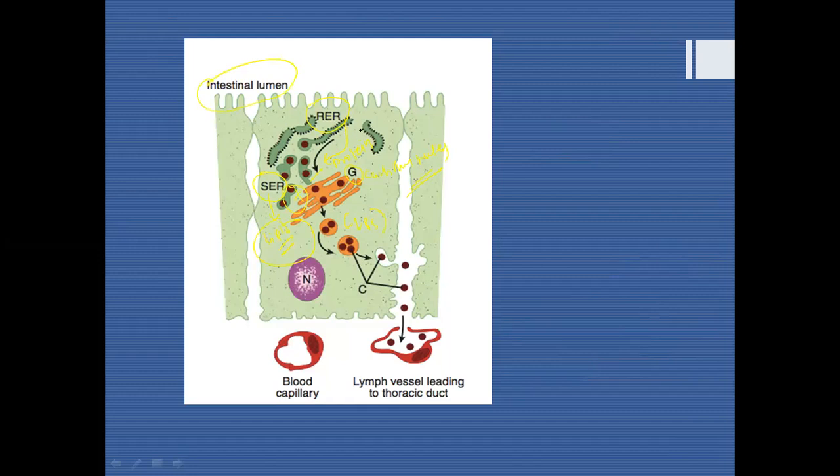The site will be the intestinal lumen cells. After that, these lipoproteins will be accumulated into the lymphatic vessel. Ultimately, they will be drained into the thoracic duct, and from thoracic duct, they will come into the circulation, and from that they will be transferred to the peripheral tissues.